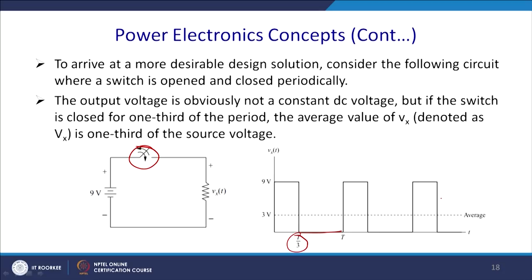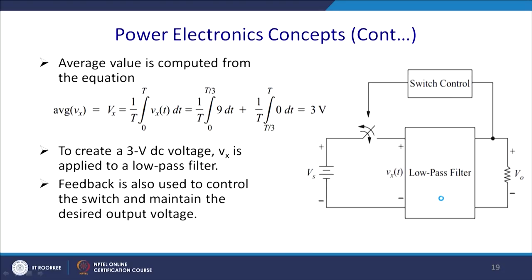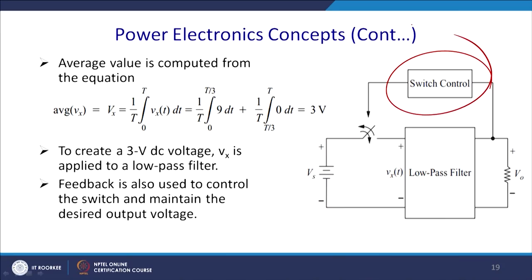For this reason, of course, it is not possible for a mechanical switch to operate in such a fast fashion, and we require power electronics switches. If operated very fast, then we can get an average value of it. Whether it will give precisely 3 volt, that is also a very big challenge. And for this reason, control aspects come into the picture.